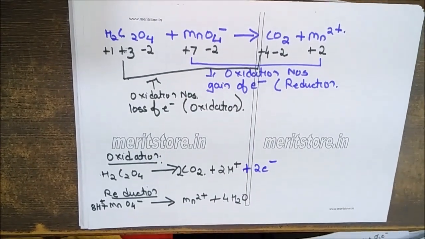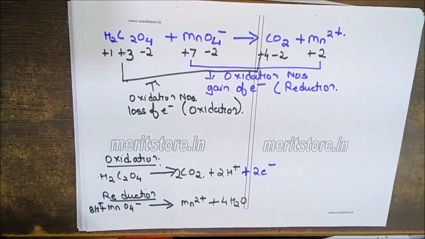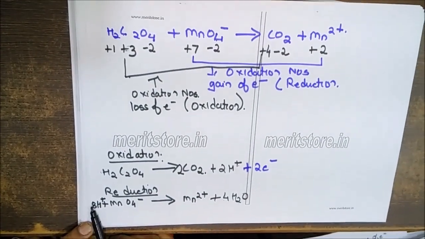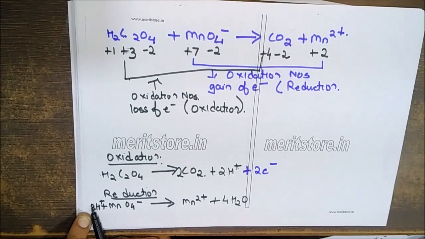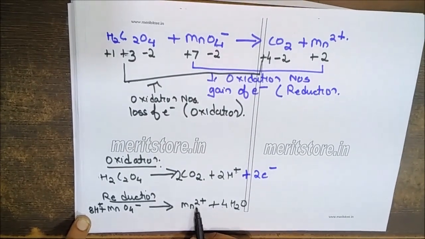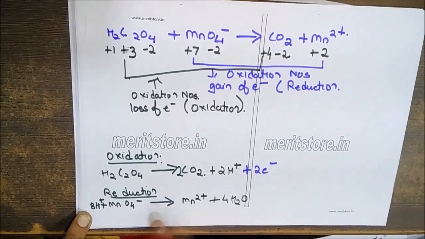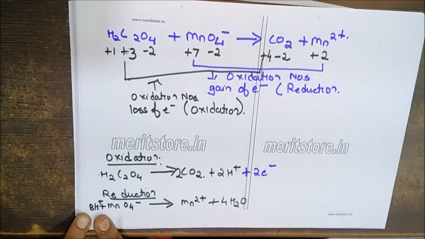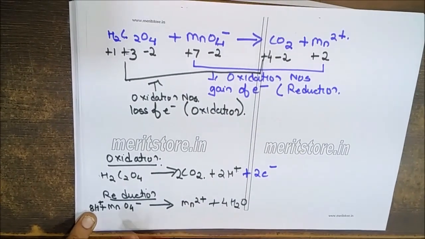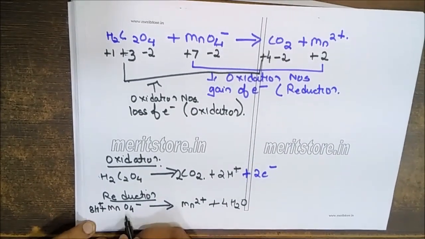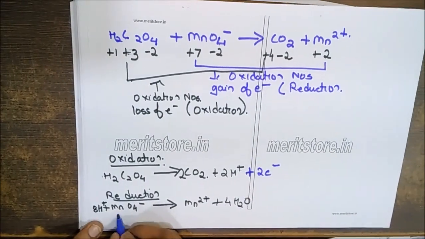Now, same way here, on my reduction side, let's look at the charges. 8 plus and minus 1. That means a charge of plus 7 on my left hand side. Whereas here, there is only 2 plus. So, both of them should have a charge of 2 plus. Here it is 7 and here it is 2 plus. So, this 7, I need to make it 2. How will I make it 2? By adding 5 electrons.